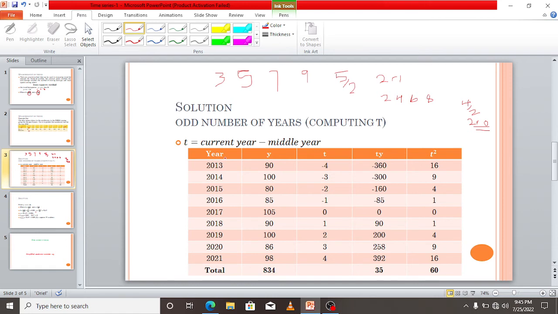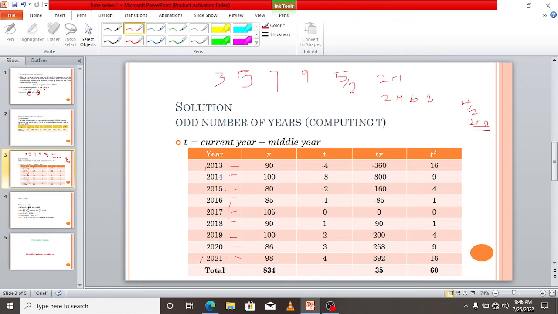So if the data is odd, to get t, t equals current year minus the middle year. So simply get the middle year. Okay? So how do you get the middle year? To get it, you can just do the way you get the median value. You cut, you cut, you cut this also, you cut this. So we can see that our middle year, it is 2017.